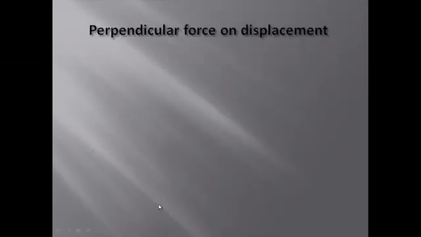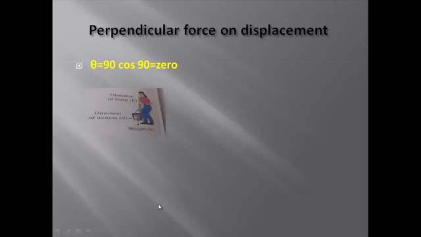Now, what will happen if the force is perpendicular to the displacement? Normal force on displacement, theta equals 90. We know that theta equals 90, cosine theta equals 0. So there is no work. And please take care from this point.